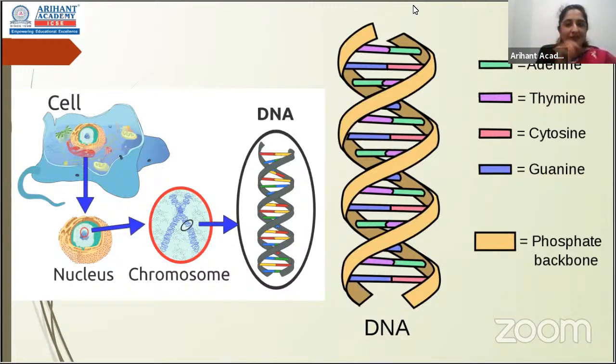The colorful rungs of the ladder that you see in between are genes. Genes are the unit of heredity. They carry the hereditary characteristics from parents to offspring, and they are nothing but nitrogenous bases. Nitrogenous because they're proteinaceous in nature, bases because they're basic in nature. We have basically four nitrogenous bases, which are divided into two groups, purines and pyrimidines. Which are the purines? The purines are adenine and guanine.